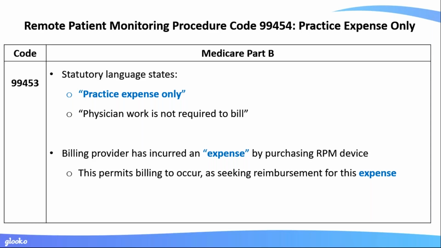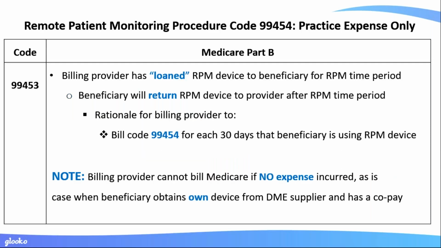So this is a practice expense only code, and that means physician work is not required. You're supplying the device to Martha. But again, you have to own it, and you're loaning it out or giving it, and you've incurred an expense. That's really important. So that's what this slide speaks to. If you've gotten these devices free, like when I wore the Holter monitor, obviously I don't think my hospital got that free. They had to pay for that Holter monitor, and I had to return it. And that's why they were able to bill.